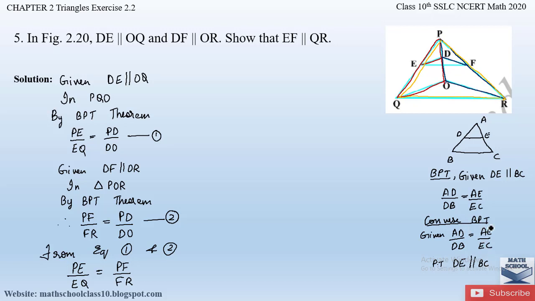If you observe the converse of the BPT, if two sides of a triangle are divided in equal proportions, that is PE by EQ is equal to PF by FR, then the line EF is parallel to the third side, that is QR. So write down, by the converse of the BPT theorem, we can say that EF is parallel to QR. This is what we had to show, that EF is parallel to QR.